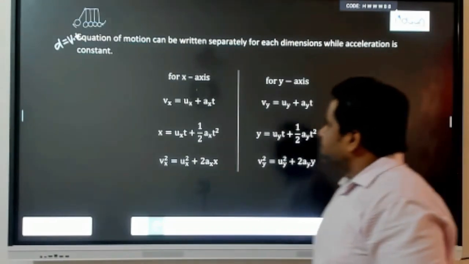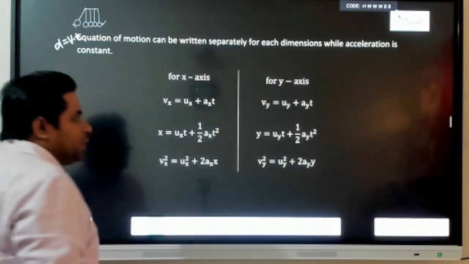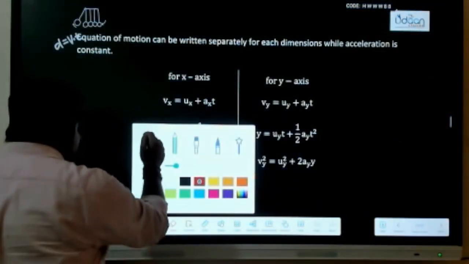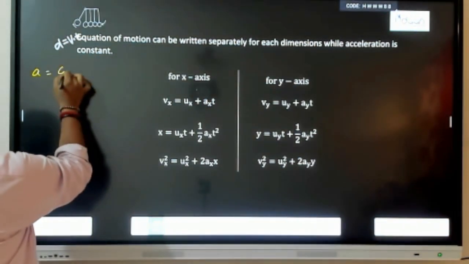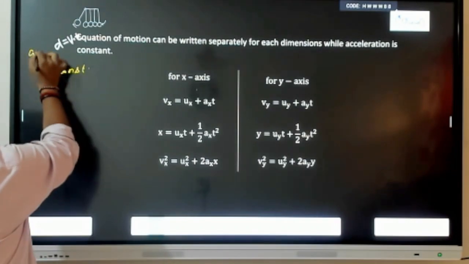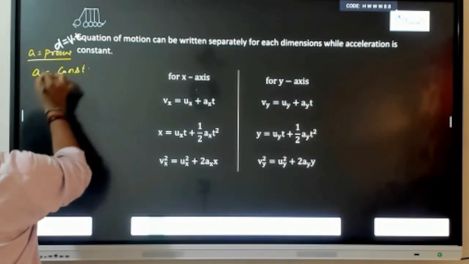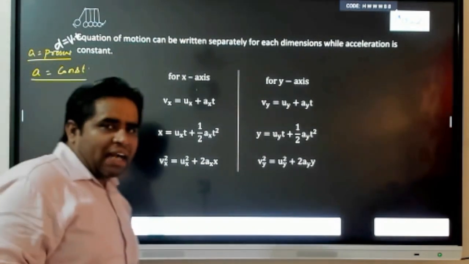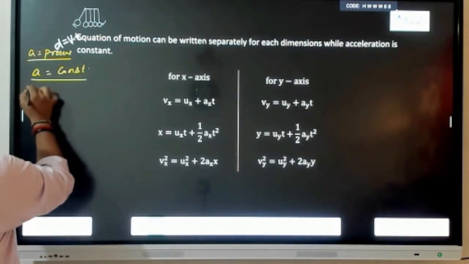Next, see guys, we have to find the condition for the equations of motion. When do the equations of motion come into existence? Equation of motion means acceleration must be constant. Acceleration must be present first of all, and acceleration must be constant. When the acceleration is constant, in that condition we apply the equations of motion. What are those equations of motion?